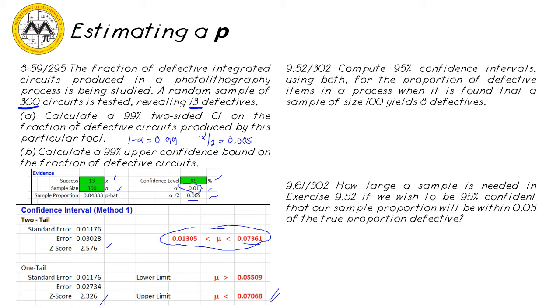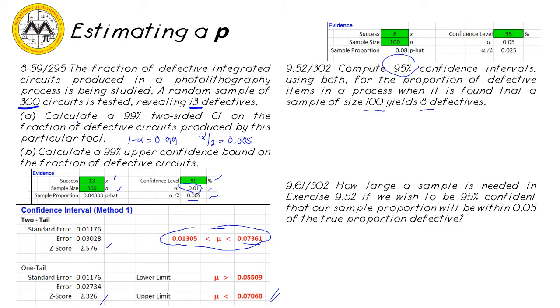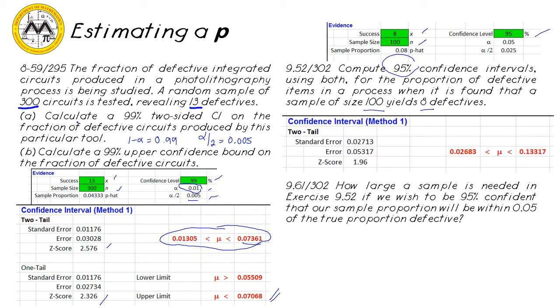Next one. Compute the 95% confidence interval. So 1 minus alpha is 0.95. Using the proportion of defective items in a process when it is found that N is 100 and X is 8. For the 95% confidence bound, 5% would be alpha. So alpha over 2 is 0.025, which would give us a Z of 1.96. We use P hat minus Z of alpha over 2 times the square root of P hat times 1 minus P hat over N; this would be the resulting value for minus, and this would be the resulting value for plus.